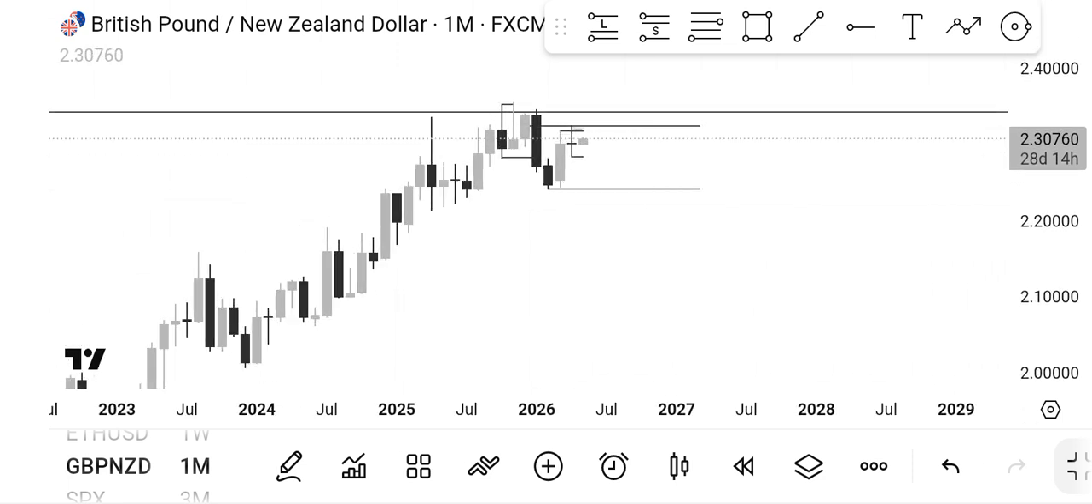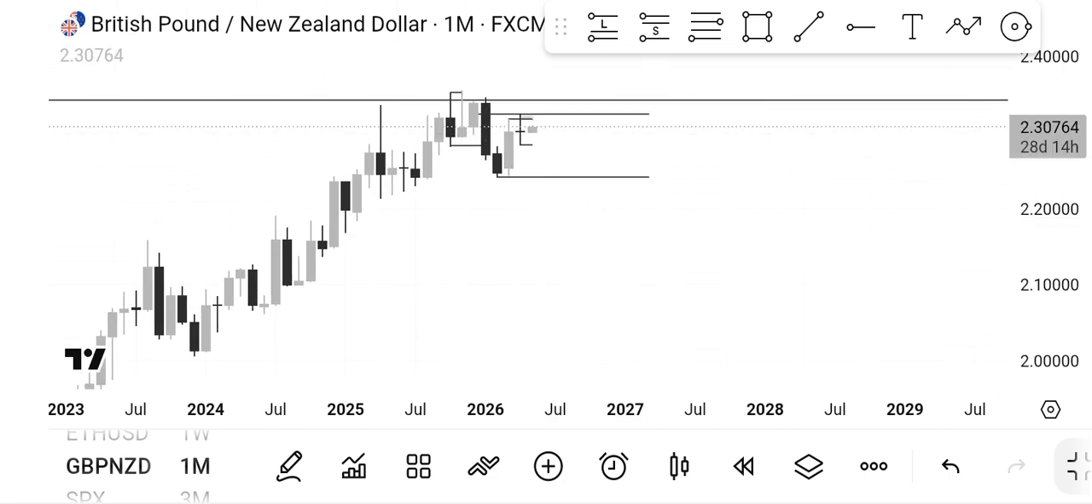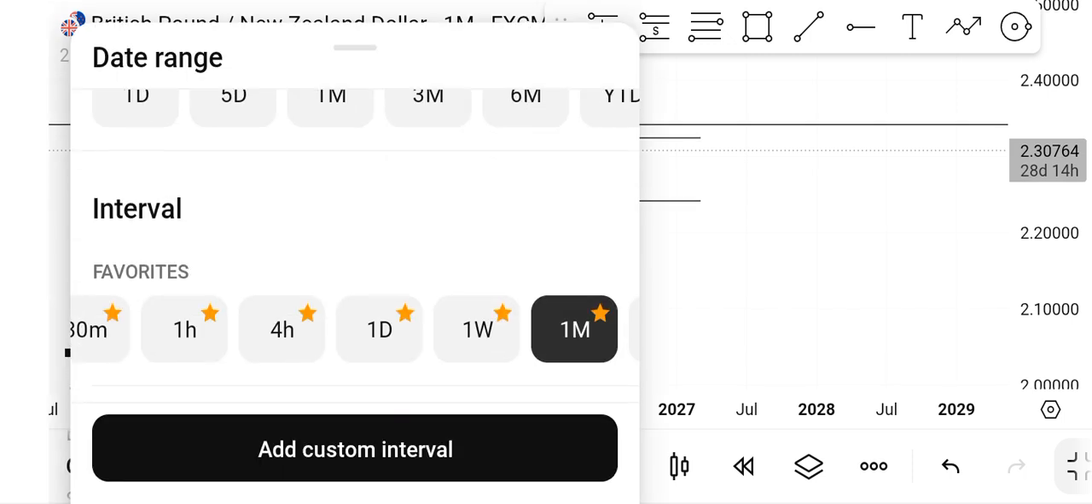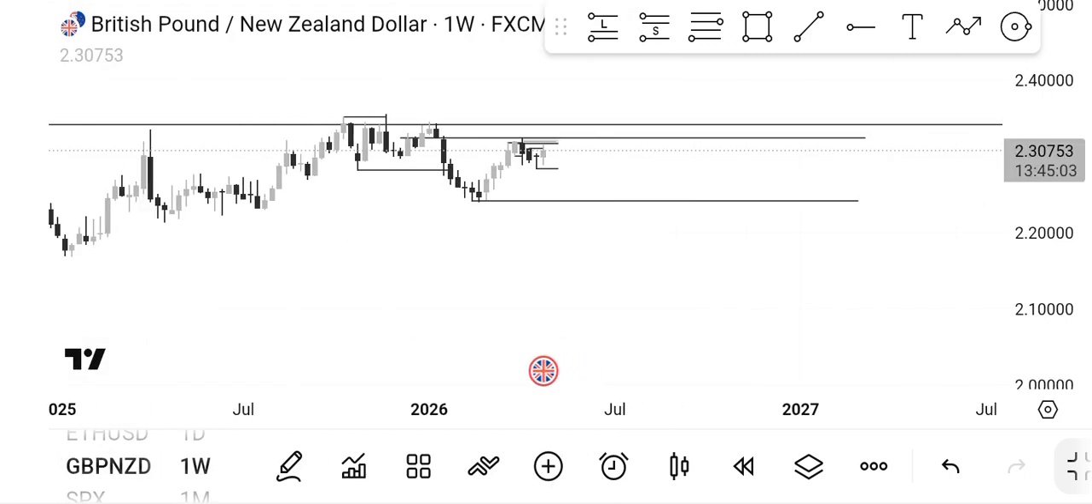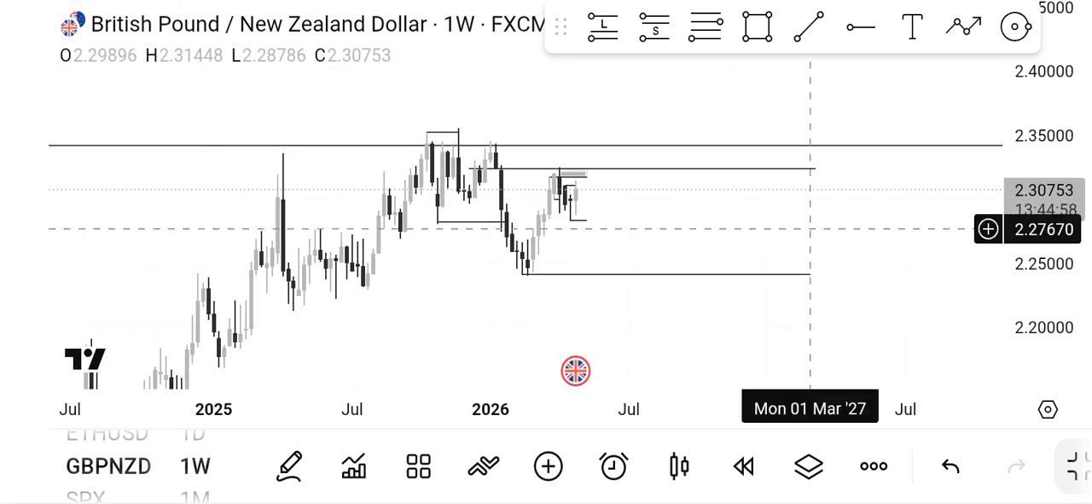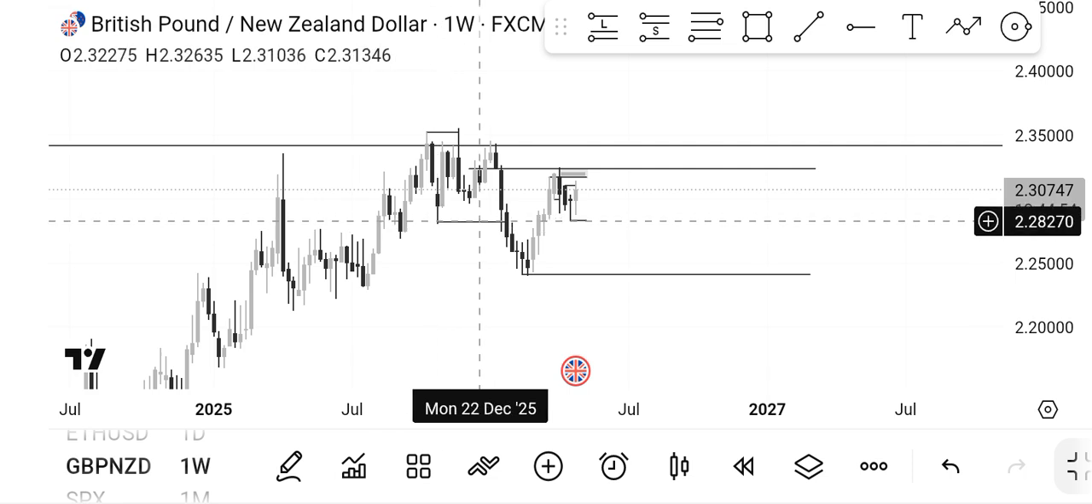Now on the monthly time frame, the MSS is not clear enough, so this will not take us to the weekly or daily time frame. Let me first check the weekly time frame to know. Now on the weekly time frame, as you can see, it is very clear. This is our sweep of liquidity and also the MSS break, or change of character.